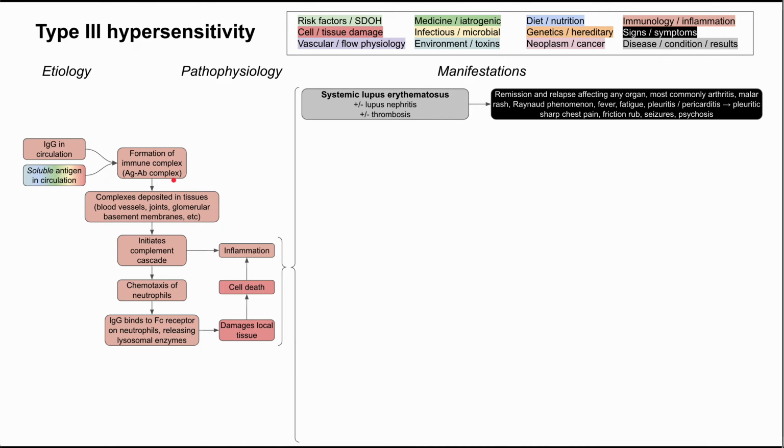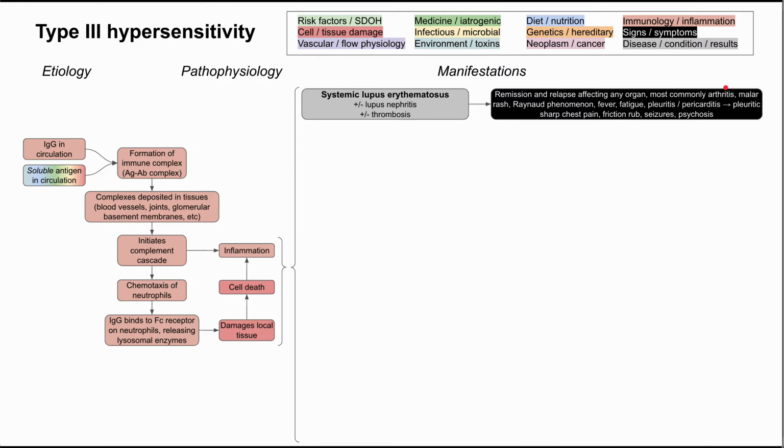The first one on the list is systemic lupus erythematosus. This disease is characterized by on and off symptoms, remission and relapsing symptoms affecting almost any organ system in the body. I think every organ system really, except for the GI tract. The GI tract might be least affected in lupus.